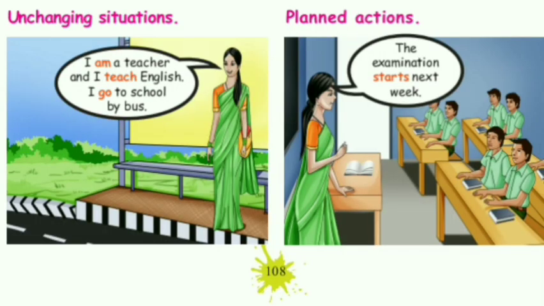The next situation is unchanging situations. I am a teacher and I teach English. I go to school by bus. These all are unchanging situations. So we have to use the present form. Then planned actions. The examination starts next week. So next week is future, even though it is a planned action, we should use the present form.